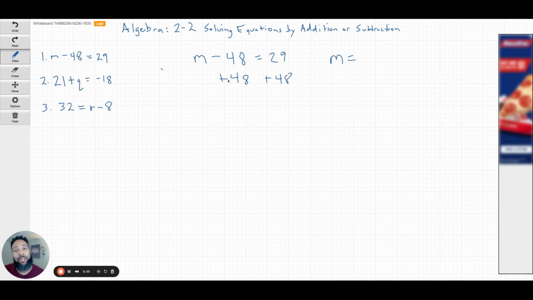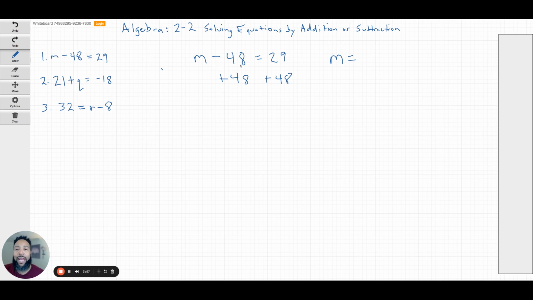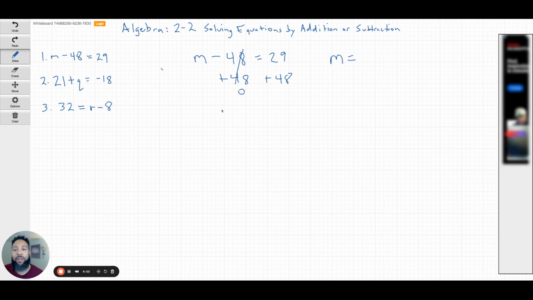Because whatever I do to the left side, I have to do to the right side in order to keep the equation equal. So minus 48 plus 48, that cancels out. That's 0. So now we have m minus 0 equals 29 plus 48. 29 plus 48 is 77. So m minus 0 is basically just m. So our answer is m equals 77.